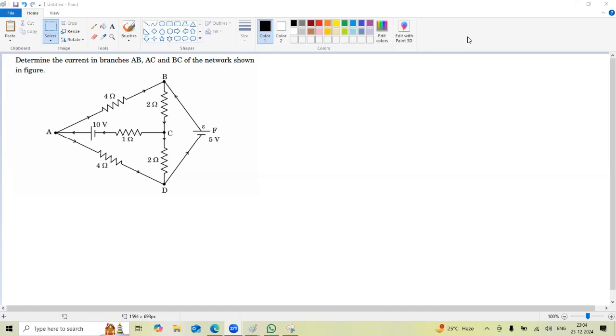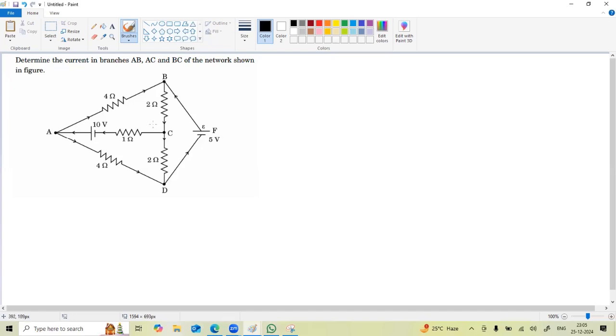It's asked to find the current through AB, AC and BC of the network. We need to apply the two laws related to circuits, Kirchhoff's laws.